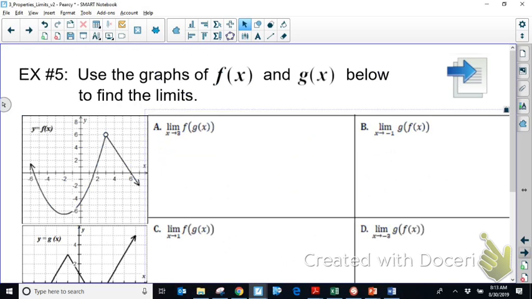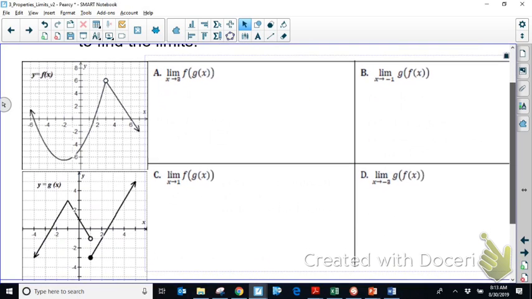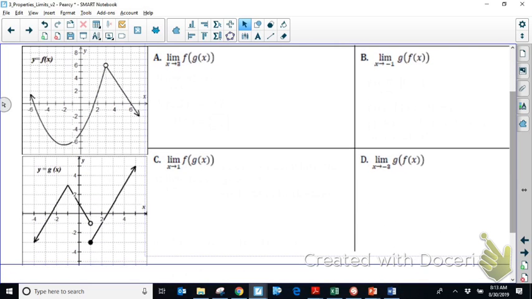Now for the last composites that we're going to look at, we're going back to a graph. We're going to be looking at two piecewise functions, function f and g. They're different than the f and g that we saw before. Here we're just going to be evaluating. Again, I'm going to do A for you as an example, and then I'll ask you to try B, C, and D and see how you do.